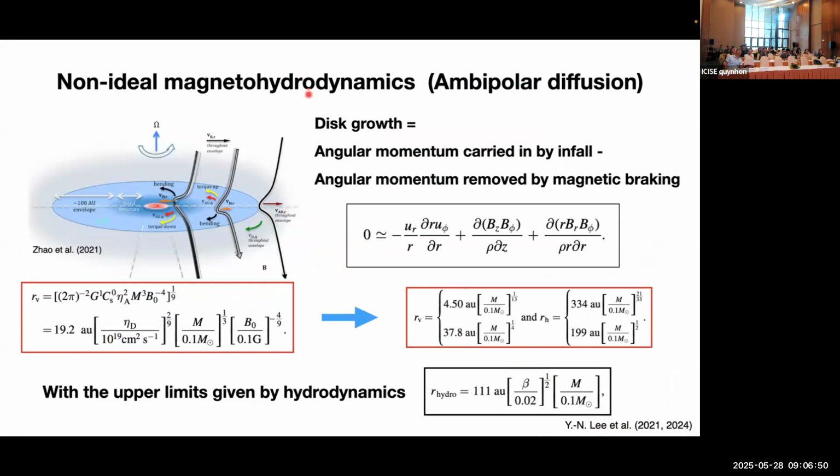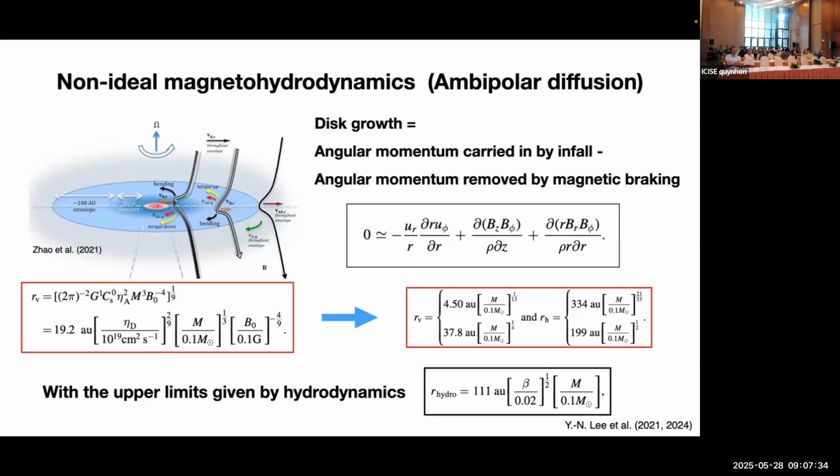The disk radius is basically determined by the angular momentum carried inward by inflow, in balance with that removed by mechanical braking. So if we write this down as an equation, it will be something like this. The first term is the angular momentum transport inward by inflow, and the second and third terms are the mechanical braking. If there's no mechanical braking, we can ignore these two terms. For example, if the B field lines are not bent, then there is no strong tension force, and we go back to only the first term, which is the case of hydrodynamics.